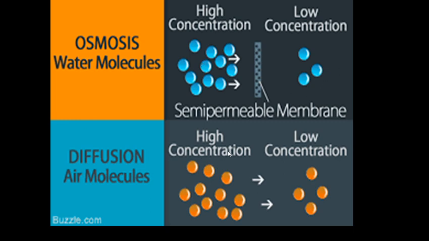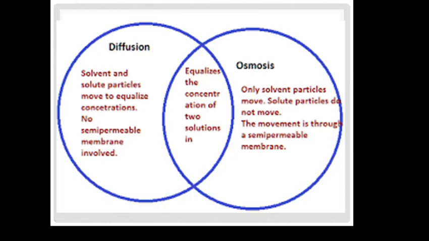Okay, and diffusion is from high concentration of particles to low concentration. It's the same, but osmosis is for water only, and diffusion happens in gases, liquids, and solids. The difference between diffusion and osmosis: in diffusion, solvent and solute particles move to equalize the concentration.